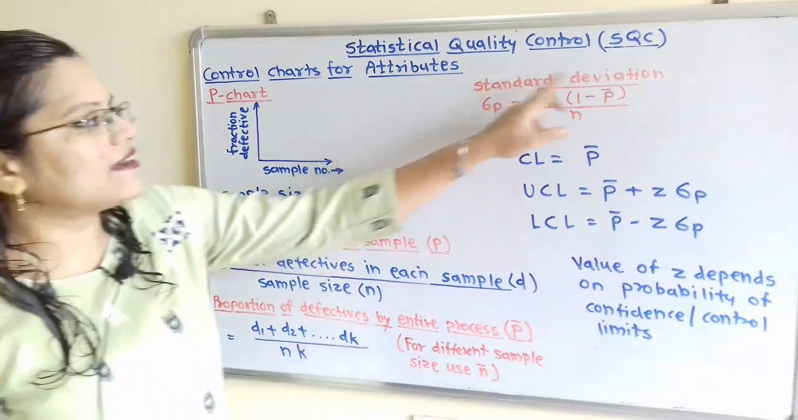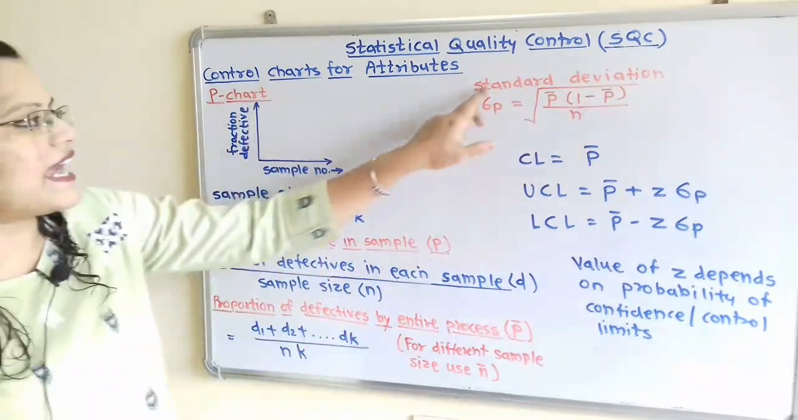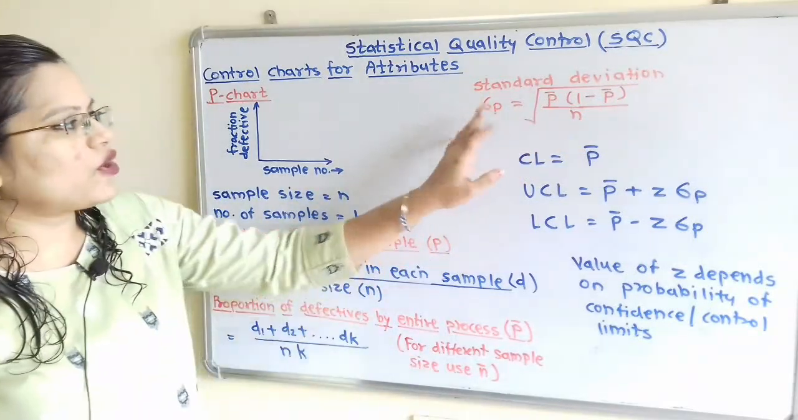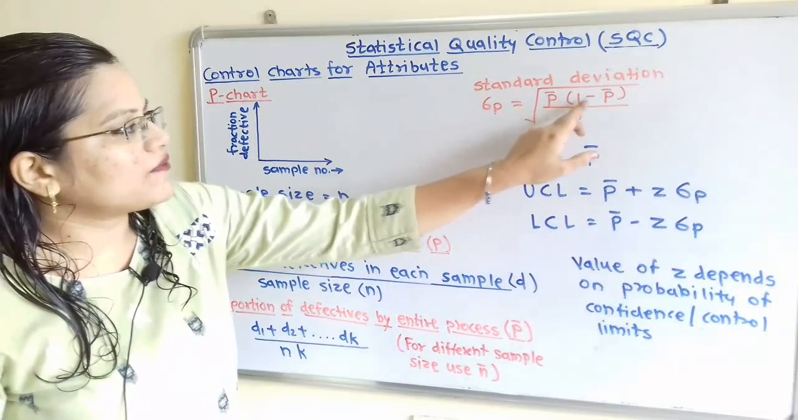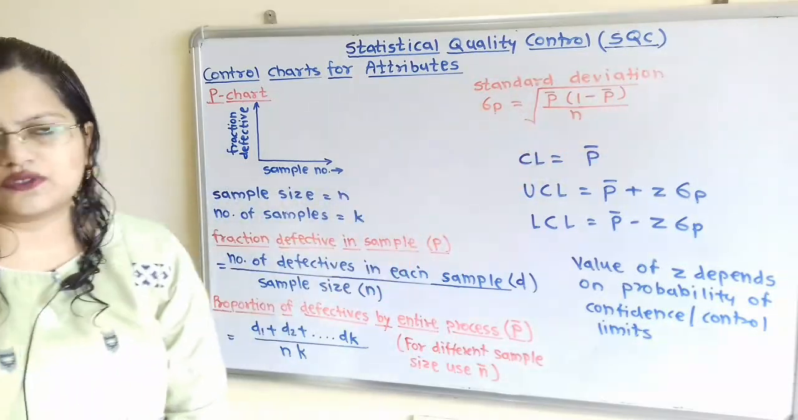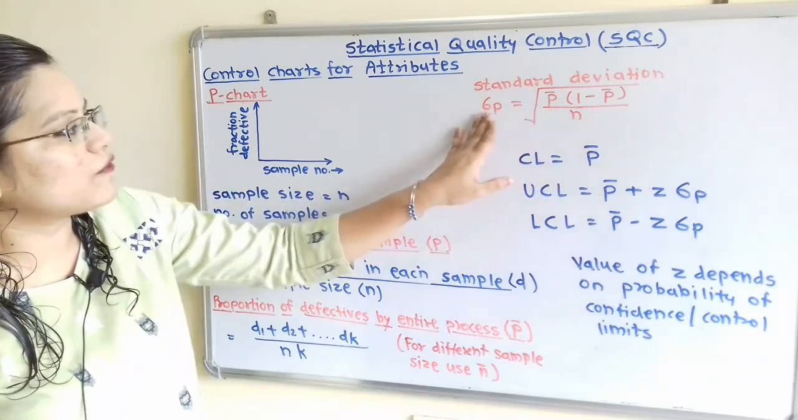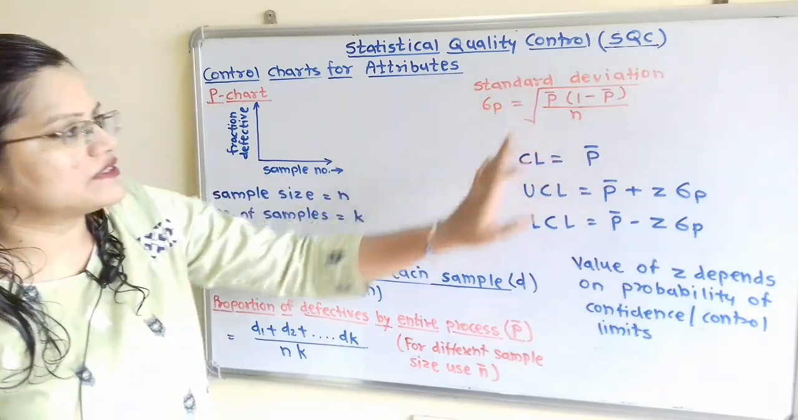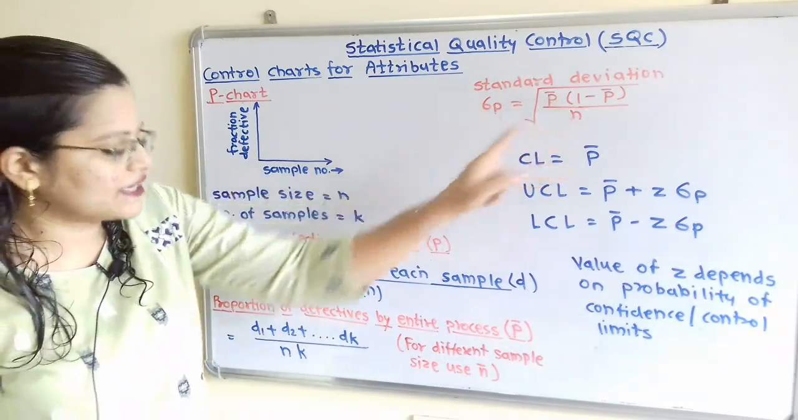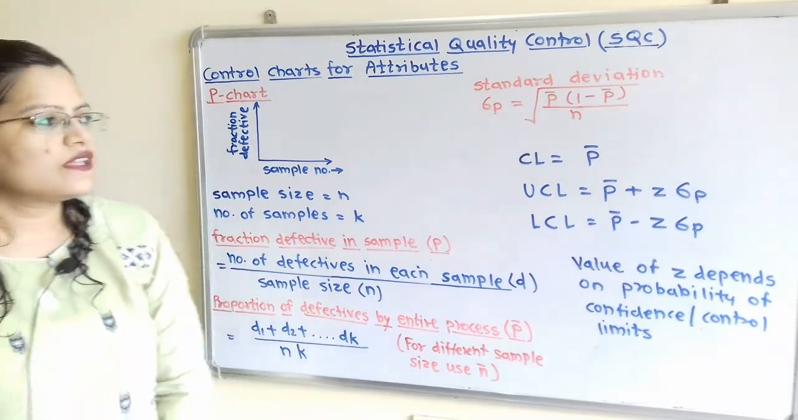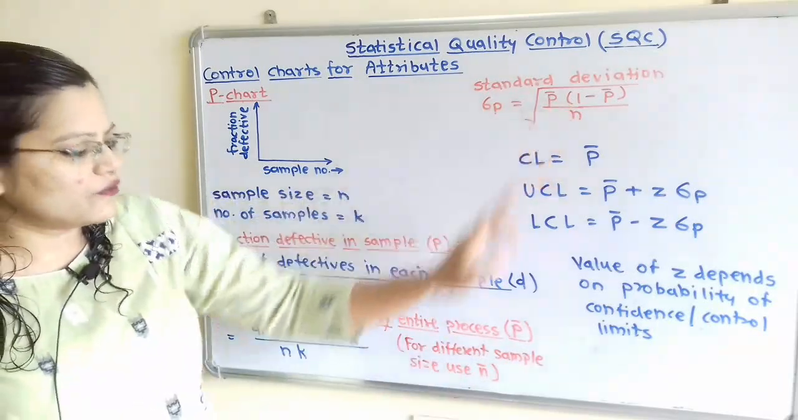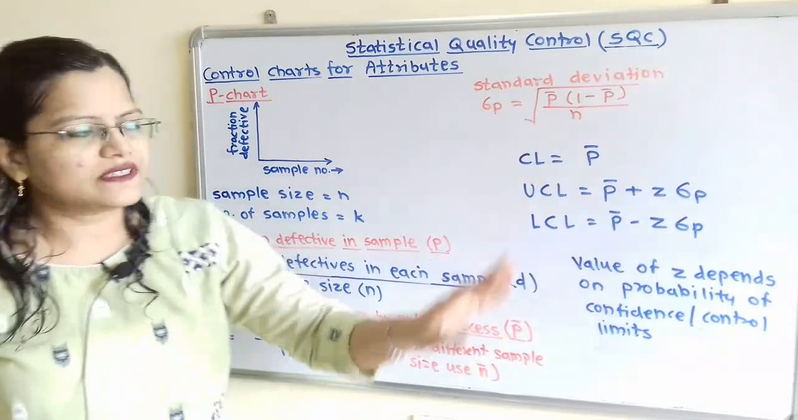Next is standard deviation. For the P chart, the standard deviation is written as sigma P, and its formula is the square root of P bar times (1 minus P bar) divided by n. We calculate sigma P by using this. The parameters required to calculate the standard deviation are P bar and n. In this formula also, for different sample sizes, instead of n we consider the average sample size, n bar.